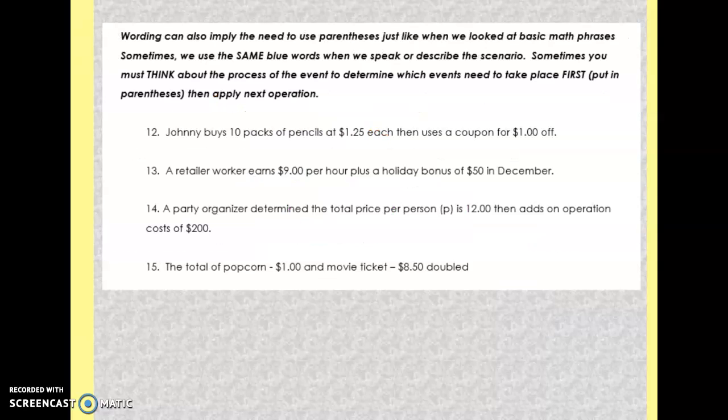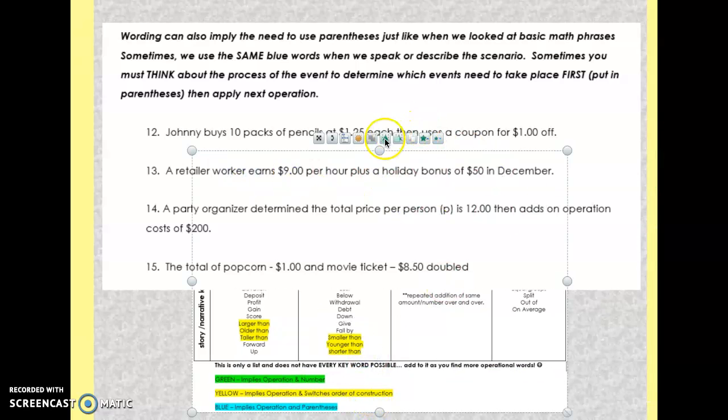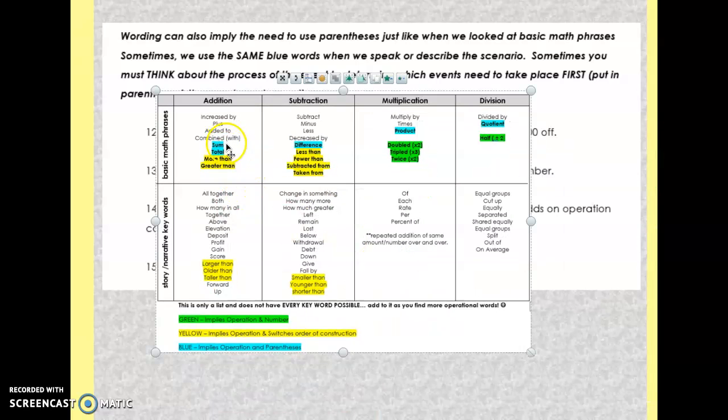All right, so just like we looked at with basic phrasing, wording can also imply the need to use parentheses, just like, again, when we looked at those basic math phrases. Sometimes we actually do say those same blue words when we speak or describe scenarios. So just to kind of refresh, let me put this in front. Those blue words were sum, total, difference, product, and quotient. So again, when we saw those in the basic math phrases, we put parentheses around them because those were the processes we need to do first.